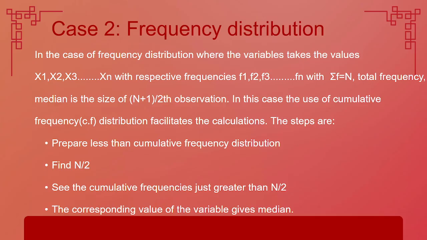Now, let us understand the case of frequency distribution. When the data is given in the form of frequency, we cannot directly pick the middle value. So, we use cumulative frequency to locate the position of median, which is n by 2. Steps to find median are: prepare the less than cumulative frequency distribution. Then find n by 2. Now, see the cumulative frequency just greater than n by 2. Now the corresponding value of the variable gives the median.